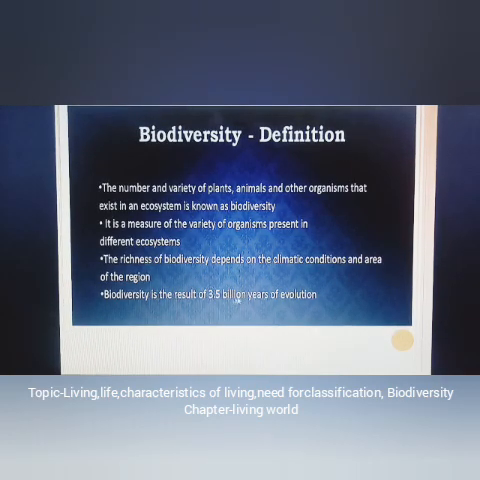Biodiversity is a result of 3.5 billion years of evolution. So continuously throughout the last 3.5 billion years this evolutionary process has been happening, and biodiversity is the result of that. Okay, so this is the definition of biodiversity which is given in this slide.